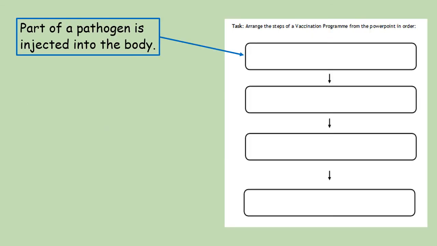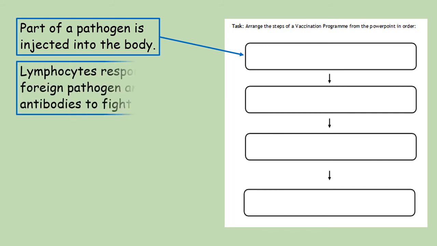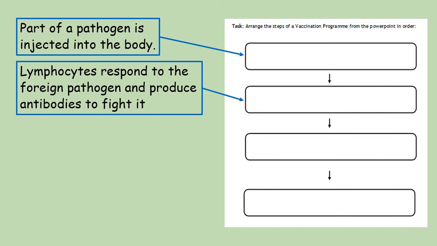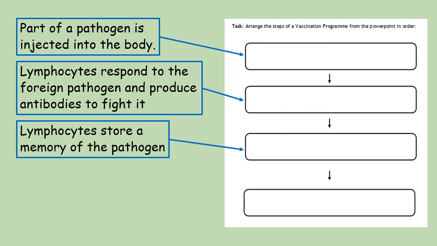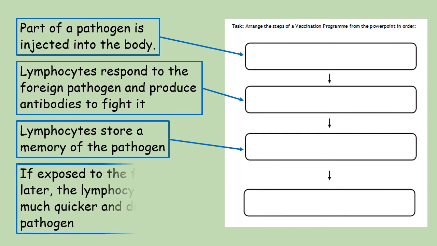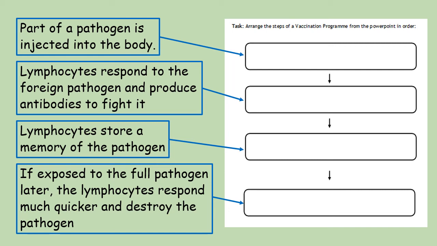So on page 39, you've got the boxes that look like this. And in that first box, you should have written that part of a pathogen is injected into the body. That's the first step in a vaccination program. Next step is that lymphocytes respond to the foreign pathogen and produce antibodies to fight it. The third step is that lymphocytes store a memory of the pathogen, and then if they're exposed to the full pathogen later, lymphocytes respond much quicker and destroy the pathogen.